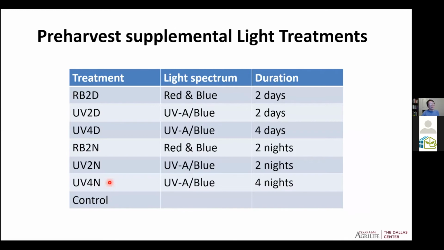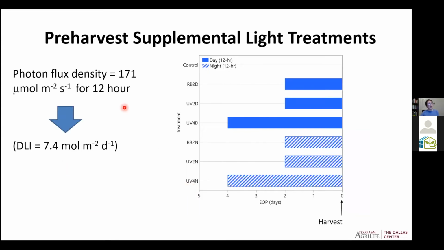With these two commercial LED lights, we did our studies. We had the red and blue for 2 days, UVA for 2 days, or UVA for 4 days. And instead of during the day, we also tried the nights. For the intensity, the photon flux is 171 micromoles for 12 hours, which corresponds to 7.4 moles per day.